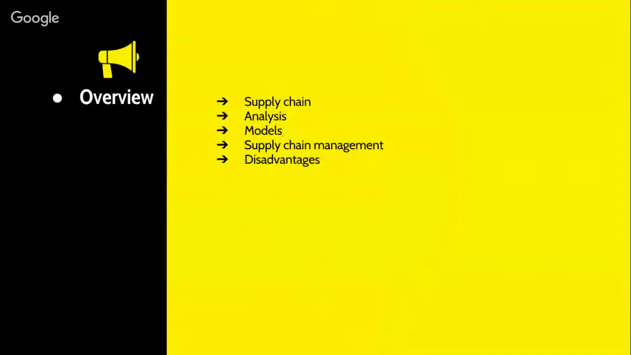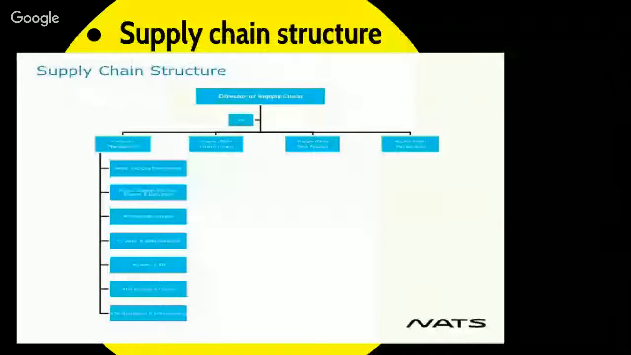Today we will be covering the following topics: supply chain and its analysis, models of different supply chain forms, supply chain management, and some disadvantages that may exist. Let's start by seeing how the supply chain is structured in a business and what it involves.